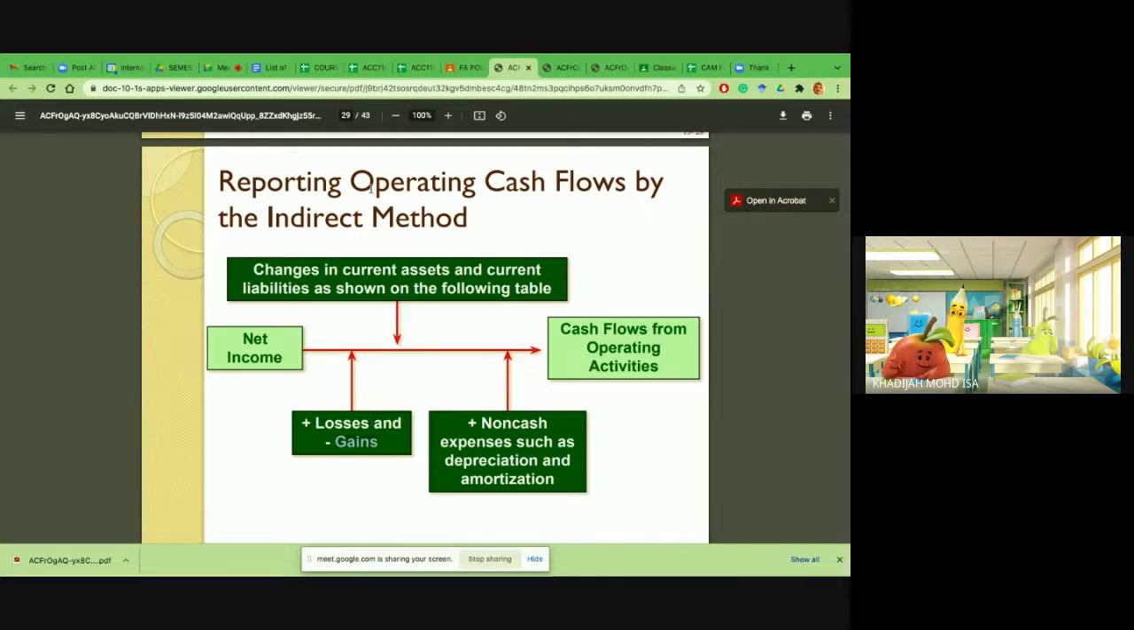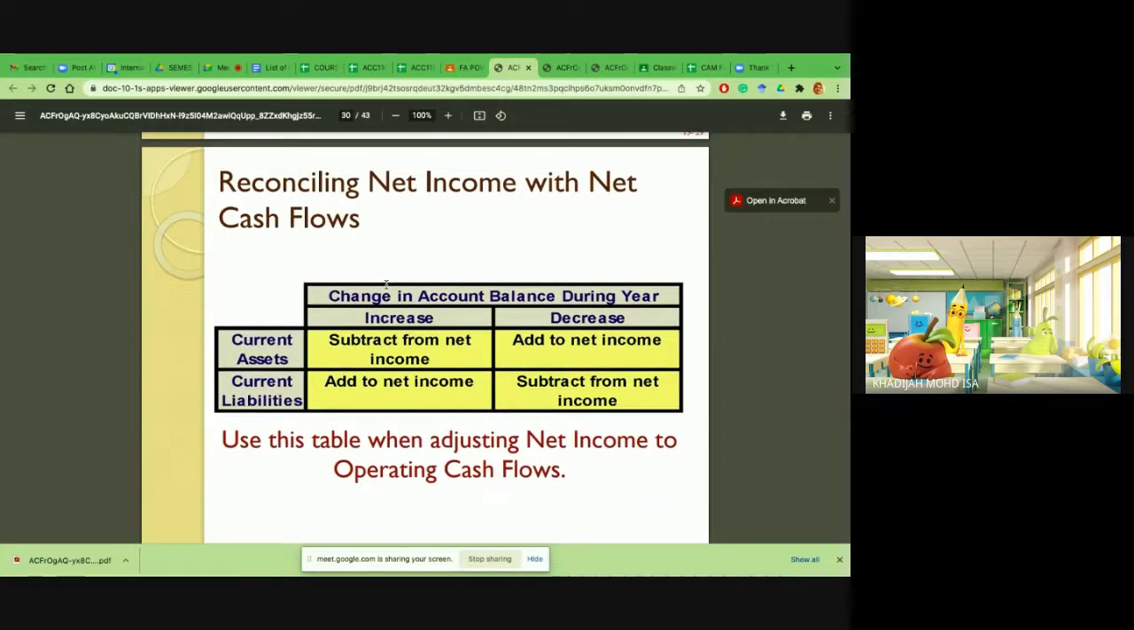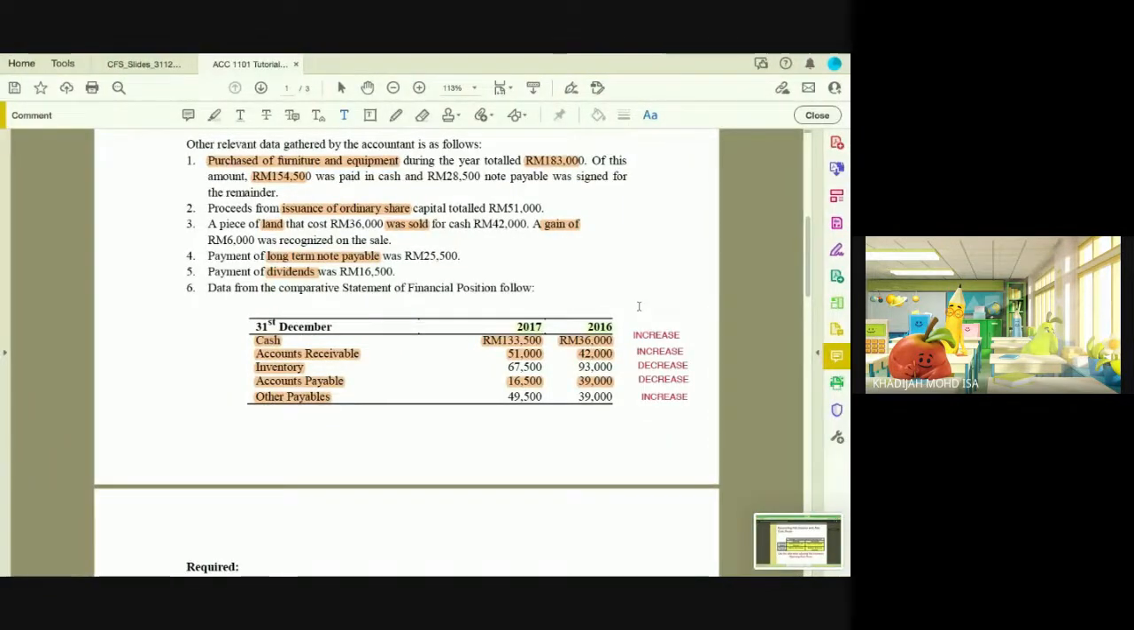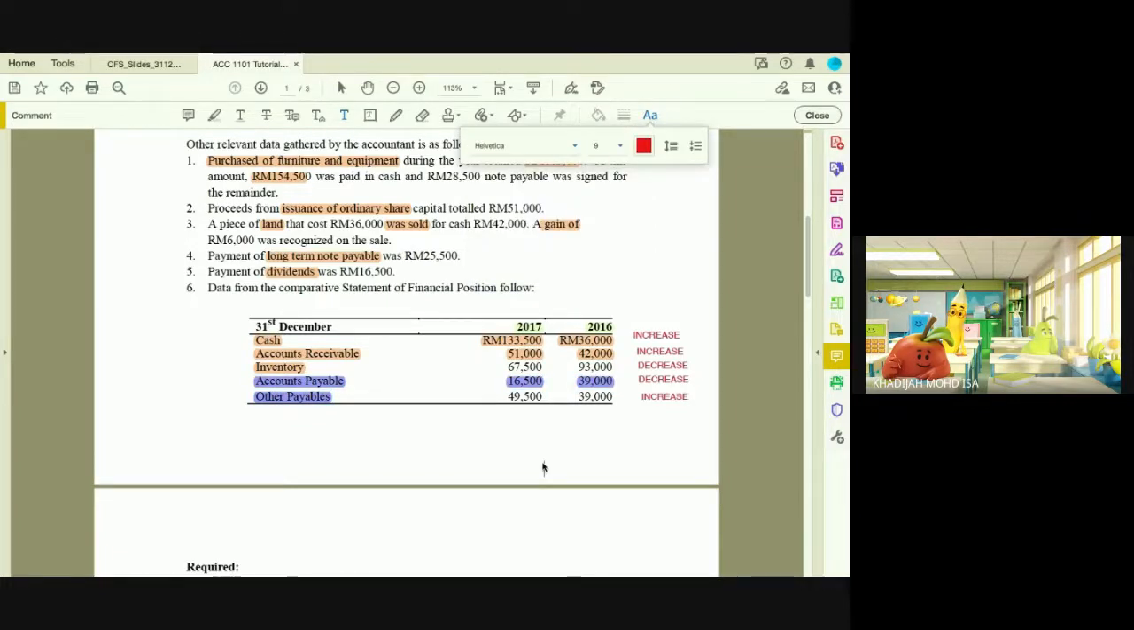So then let's see what they do. Remember that just now we looked into your current assets and current liabilities. This is the other thing that you must remember. Just now where were we? I'm looking at cash, whether there's an increase. That's why I want to use a different color here. This one I want to make blue. See? You have to differentiate between your current assets and your current liabilities.